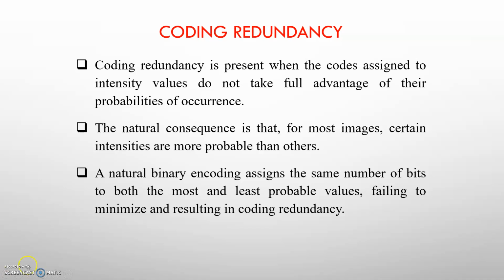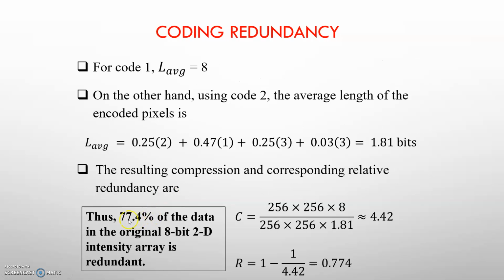And one thing more I can say is that this is how you basically try to find out the redundancies which occur, right? So you just observed over here that 77.4% of the data in the original 8-bit 2D intensity array was redundant, which now is a huge amount, right? So that is the reason we go for these redundancies.